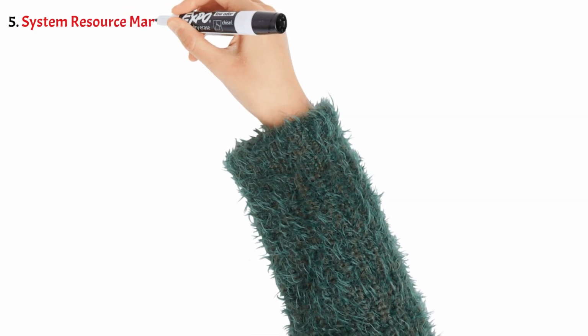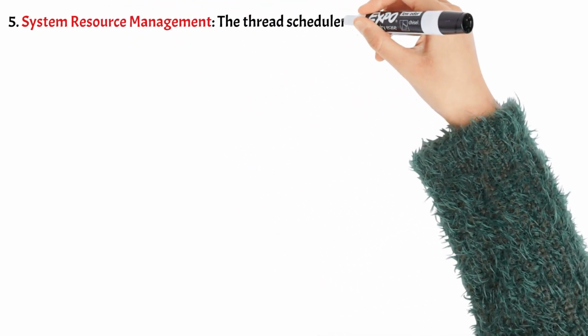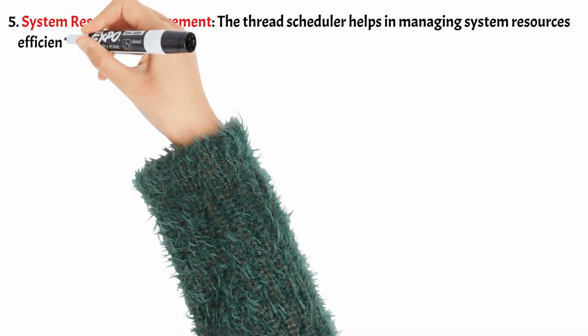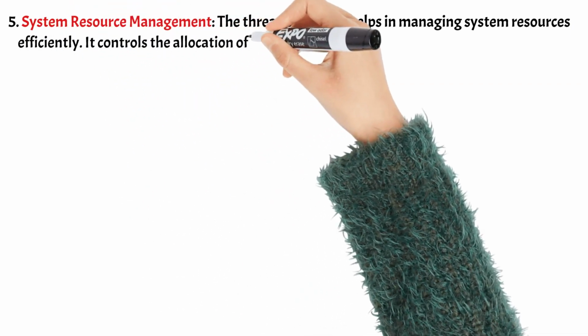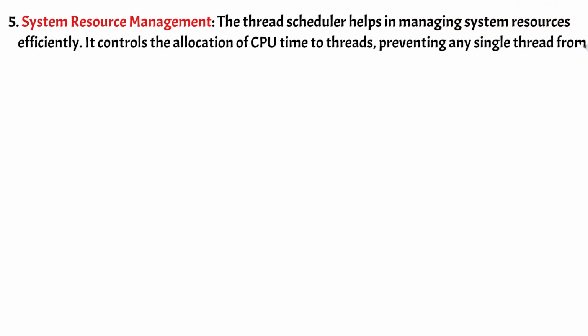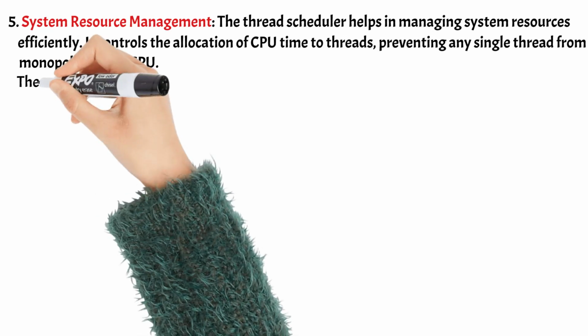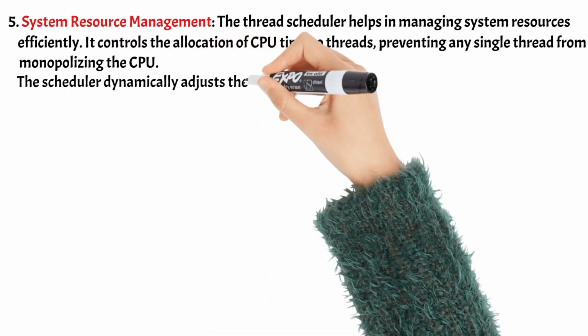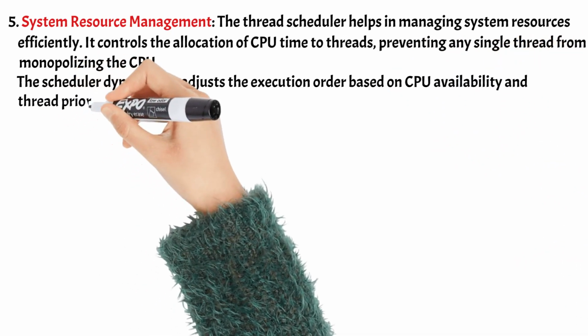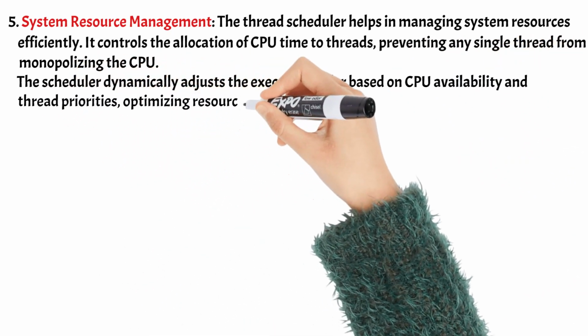5. System resource management. The thread scheduler helps in managing system resources efficiently. It controls the allocation of CPU time to threads, preventing any single thread from monopolizing the CPU. The scheduler dynamically adjusts the execution order based on CPU availability and thread priorities, optimizing resource utilization.